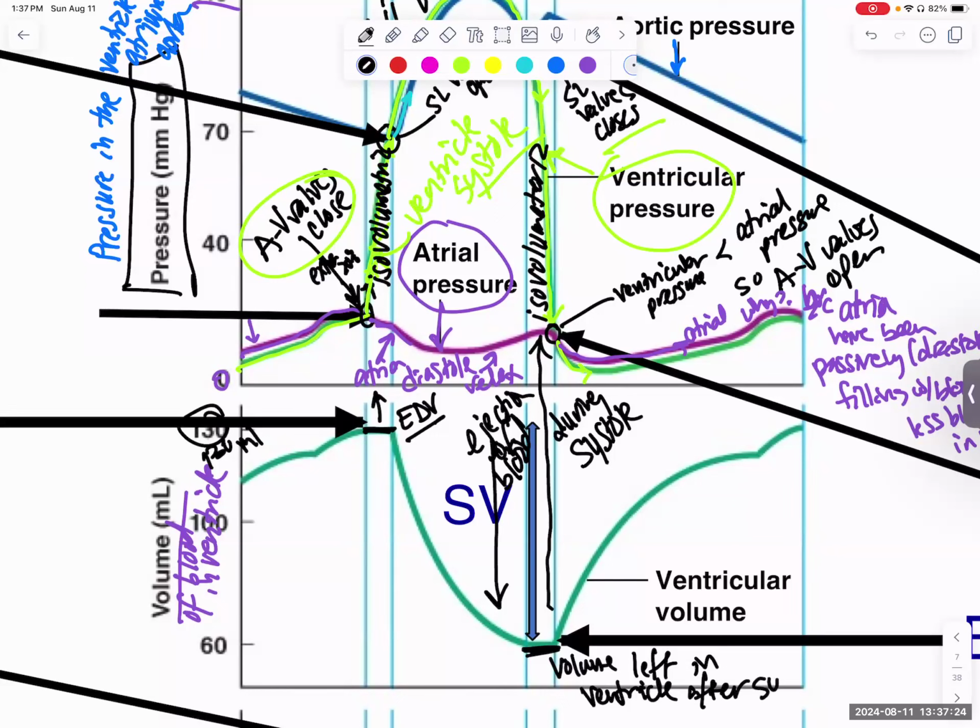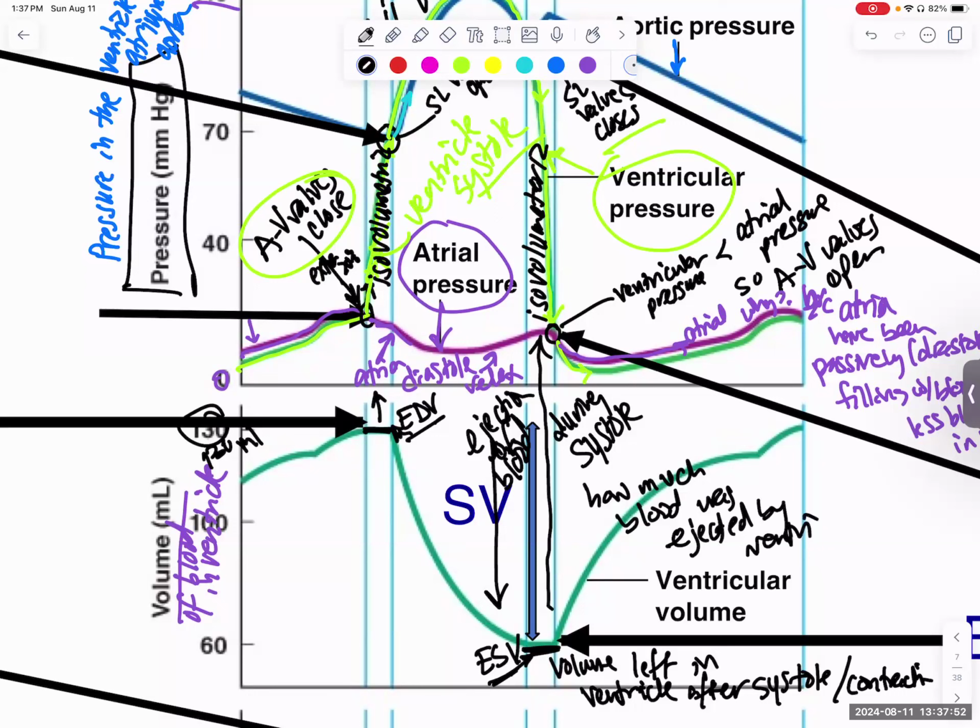after systole or contraction. And so that is the end systolic volume. So you have the end systolic volume, you have the end diastolic volume. And so from those two numbers, we can see how much blood was ejected by the ventricle.